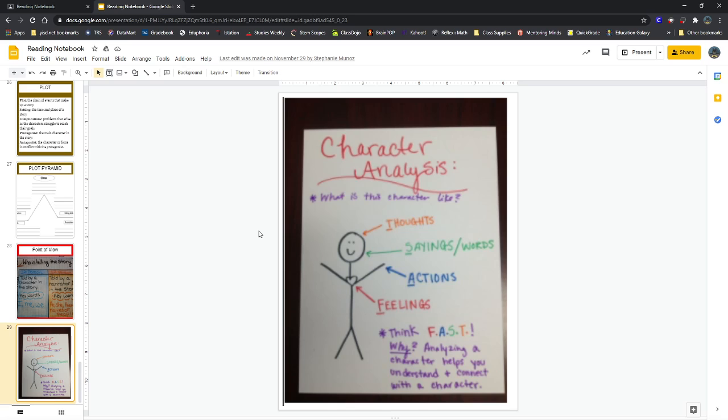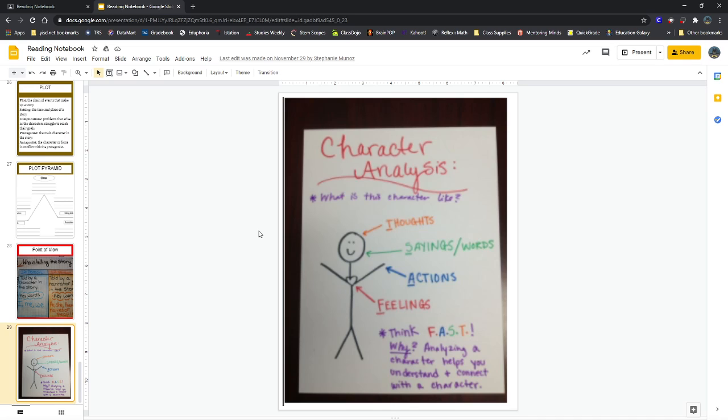Okay? So let's use the book we're reading right now, Coraline, as an example. Character traits do describe the characters in whatever we're reading, whatever piece of text we're looking at. But character traits do not talk about outside of a character.